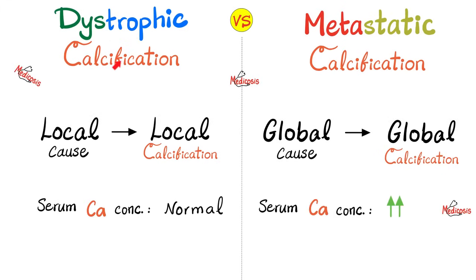If dystrophic calcification is local, then we expect that the serum calcium concentration is normal because this is not a systemic issue. But in metastatic calcification, it is a systemic issue. It's all over the body, so we expect that the serum calcium will be high, and this is the cause of the global calcification. So you get calcified, and you get calcified, and you get calcified.